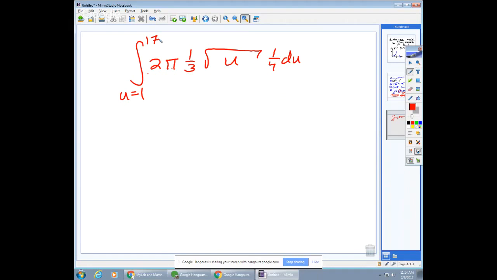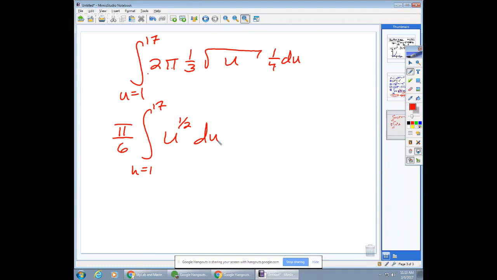All right, so pulling some stuff out, 2 times a 4th is a half. Half times a 3rd is a 6th. So I have a pi over 6 on the outside. Integrating as u goes from 1 to 17 of, I'm going to write it as u to the 1/2 du.